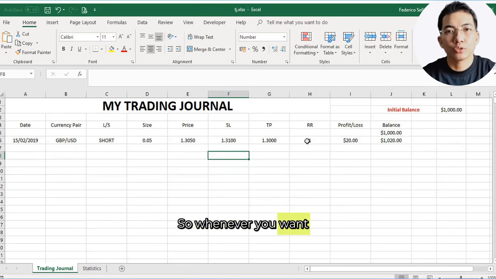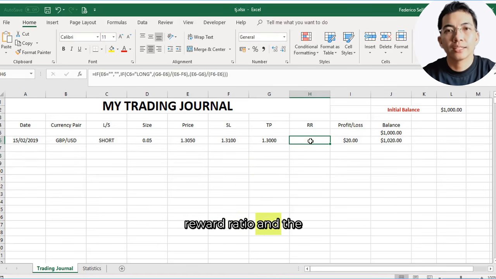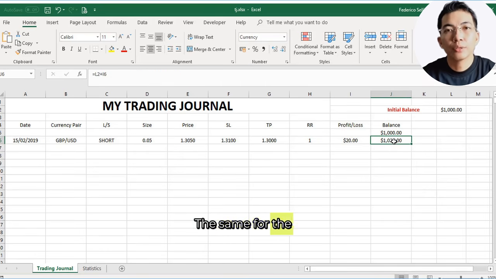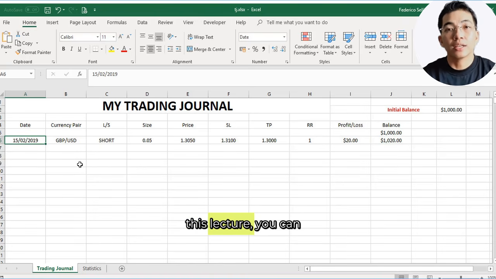So whenever you want to delete something, don't delete the risk to reward ratio and the balance, because you can see that there is a formula here. So if you delete this, you will also lose the formula. The same for the balance. As I said, you will already have a first line here when you download the file in the resources for this lecture. You can just overwrite the cells.